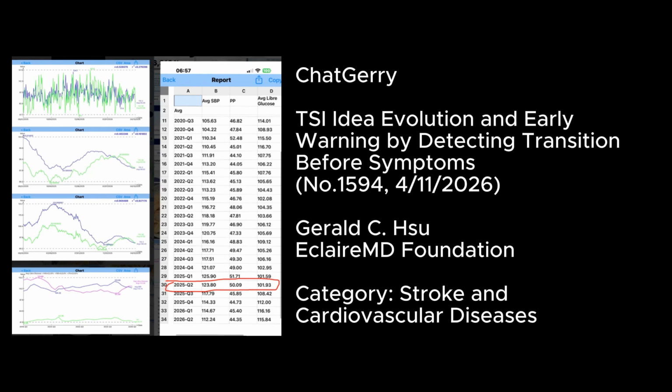ChatGerry TSI de-evolution and early warning by detecting transition before symptoms. Number 1594, the 11th of April 2026. Gerald C. EclaireMD Foundation. Category: Stroke and Cardiovascular Diseases.